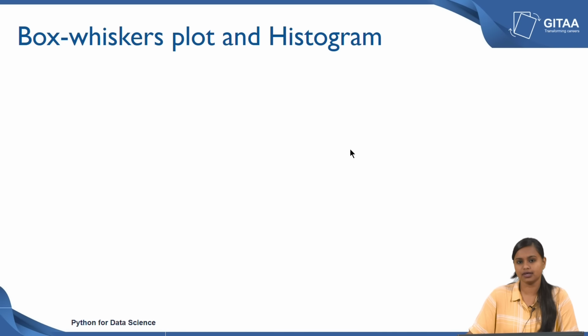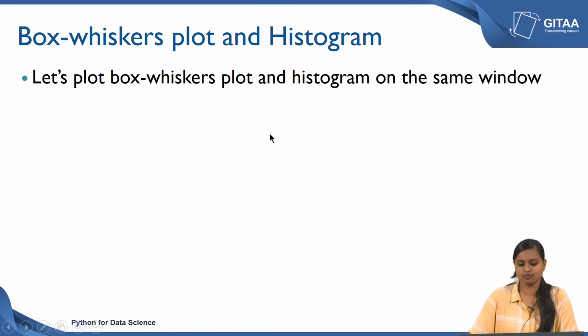Till now we have been looking at having only one plot in a window. We can also have multiple plots in a window. Here we are going to look at the box and whiskers plot and the histogram in a single window. So, let us plot the box and whiskers plot and histogram in the same window.